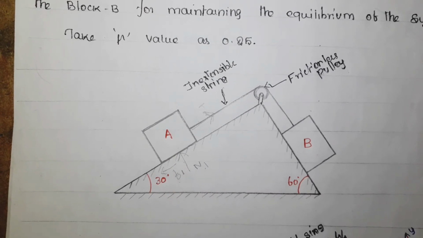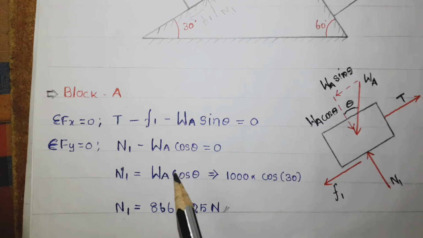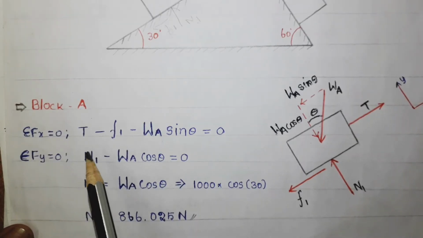So here theta is equal to 30 degrees, and substitute the corresponding values. You will get the answer for N1 as 866.025 Newton.